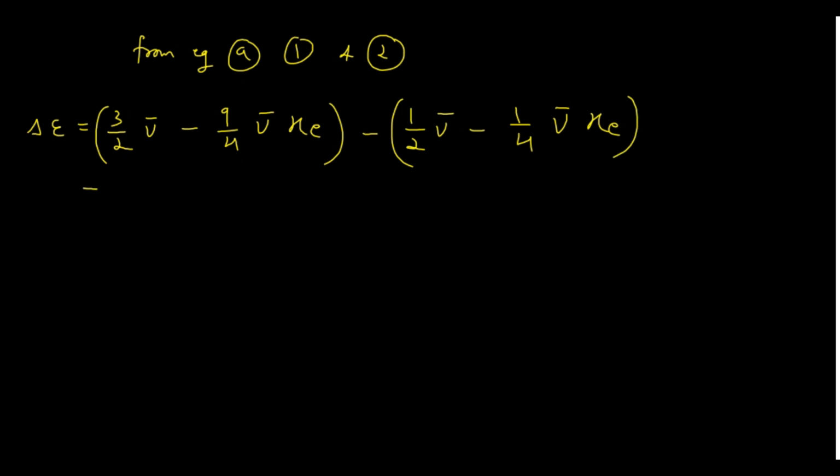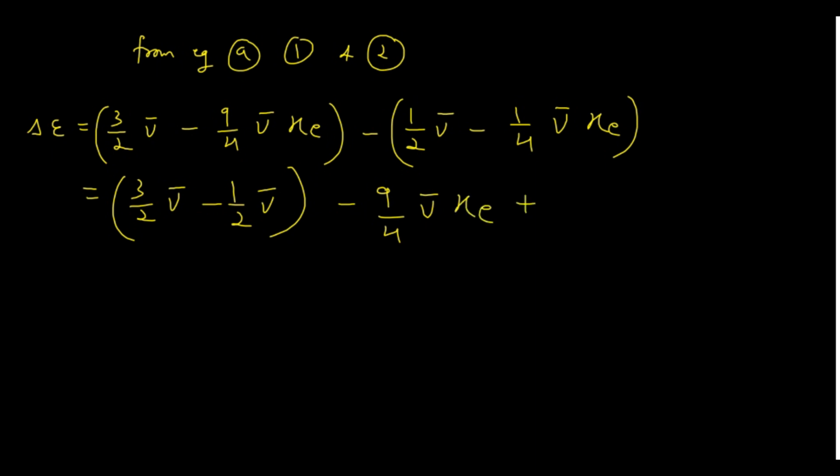And what I can do, I can put the common terms together, right? This is 3 by 2 of nu bar, this is 1 by 2 of nu bar, so I can put these two together, and then 9 by 4 nu bar of xe and 1 by 4 nu bar of xe, I can put these two together to get the final result. Okay, so here you can write like that, 3 by 2 of nu bar minus 1 by 2 of nu bar, bracket close, and here minus 9 by 4 of nu bar xe plus 1 by 4 of nu bar xe, right?